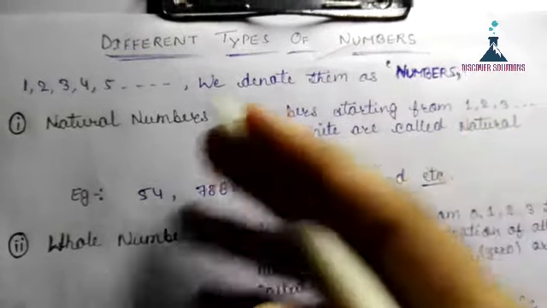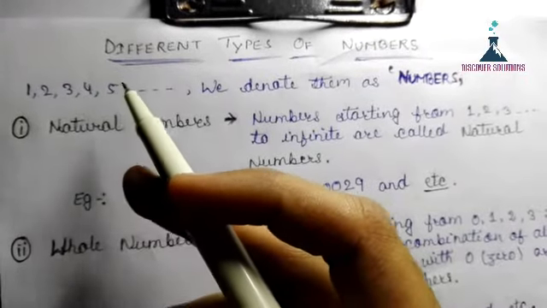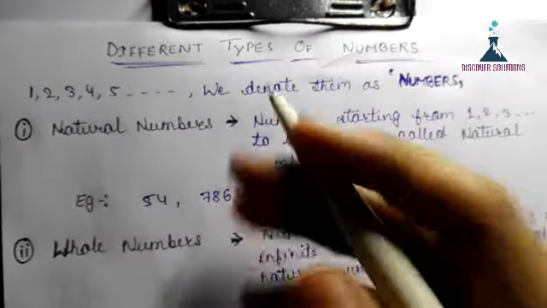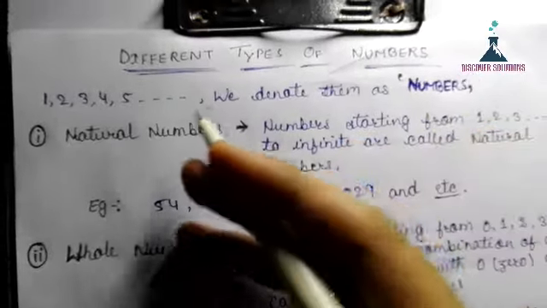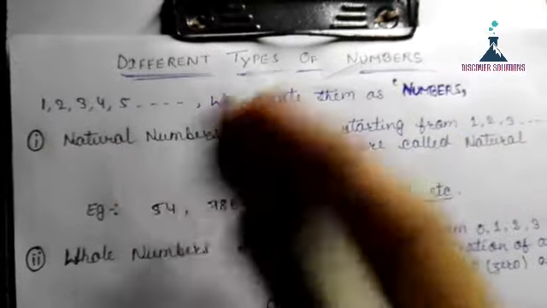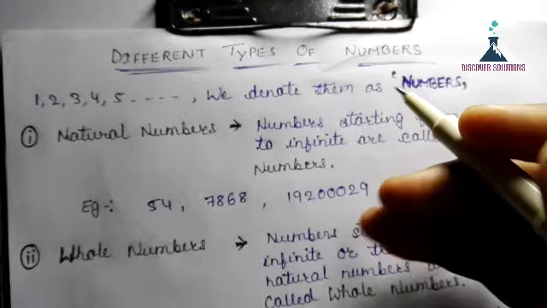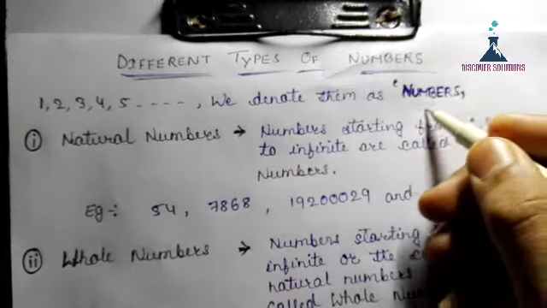So friends, here you can see 1 2 3 4 5 and so on. We denote them as numbers, we call them numbers. So these are the numerical facts and we term them as numbers, as you can see, my friend.